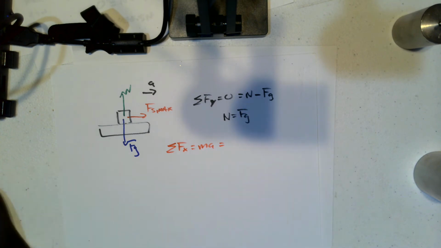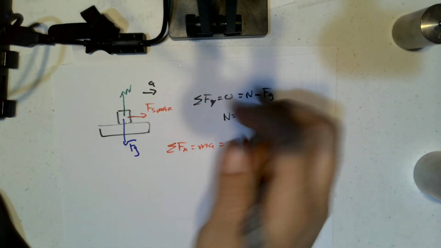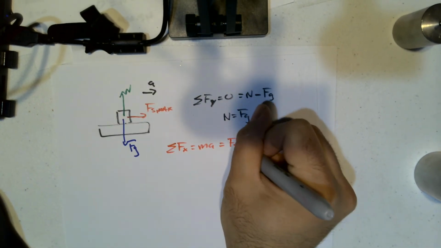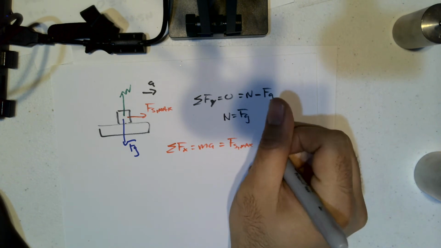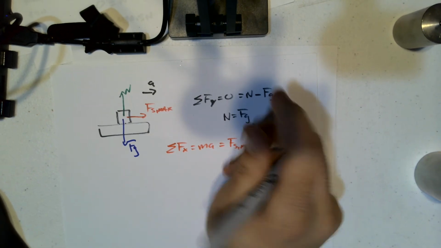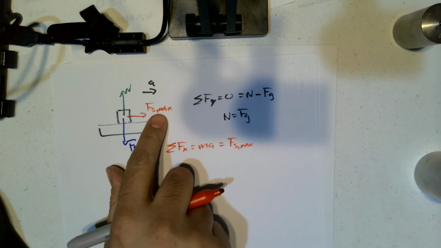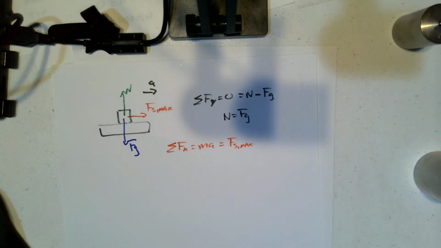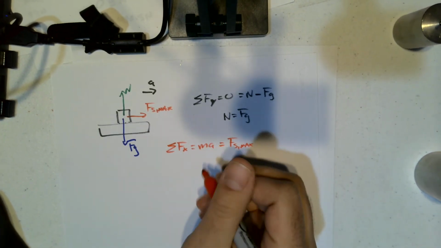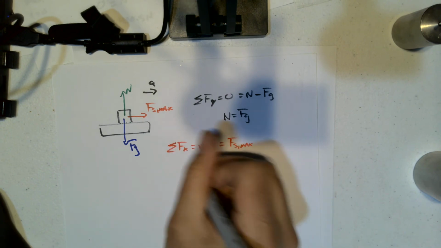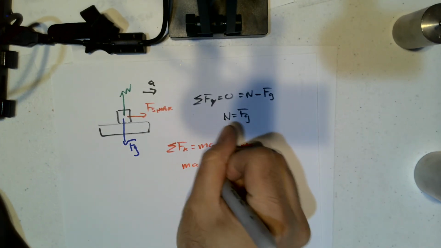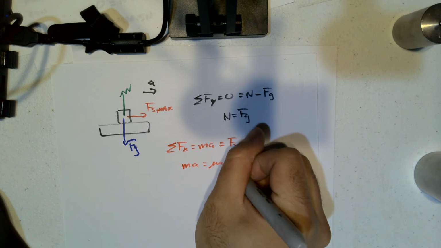And the only horizontal force is the force of static friction. And so we're going to write F of S max here because we want to know how fast this thing can accelerate. Keep in mind, there's a limit to how strong friction can be. And clearly, when I pulled it very fast, I've exceeded that limit. So let's rewrite F of S max as mu S n.